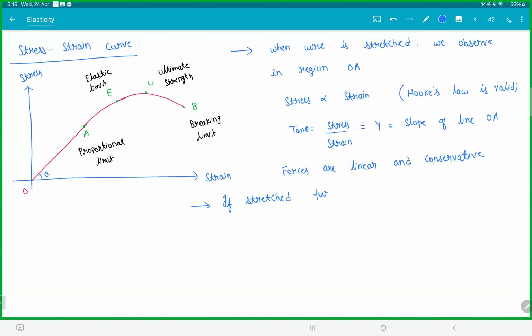If stretched further, stress is not proportional to strain anymore. It doesn't act like a normal spring. So there's always a limit. You stretch too much and any metal would eventually break down. So Hooke's law is not valid anymore. But the forces are elastic in nature, meaning they're still conservative. Forces are conservative.